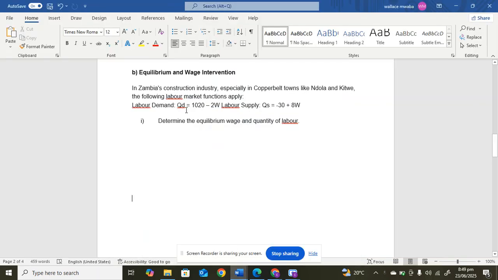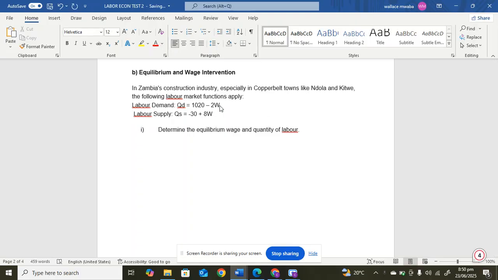Okay. In Zambia's construction industry, especially in copperbelt towns like Ndola and Kitwe, the following labor market functions apply. Labor demand QD equals 1020 minus 2W. Colleagues, who demands labor in the labor market? Who demands labor? Firms, yes. Businesses, yes. Businesses are the ones who demand labor.